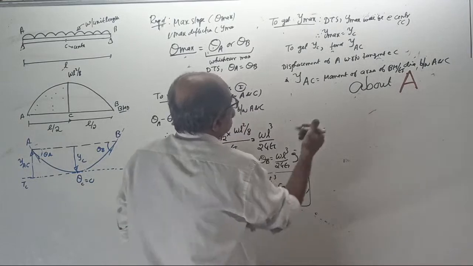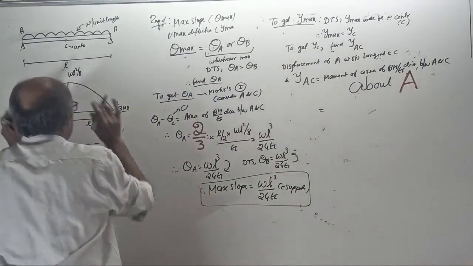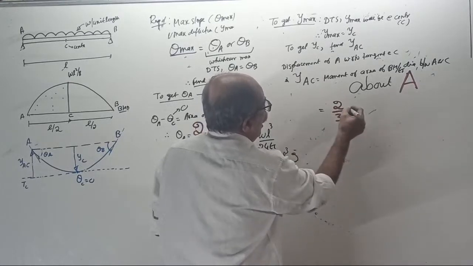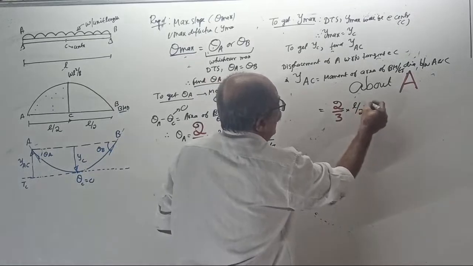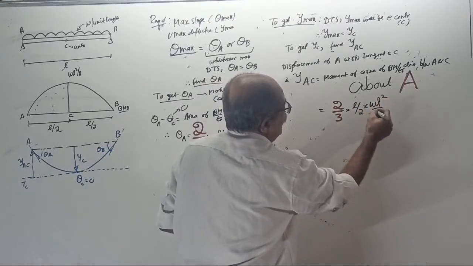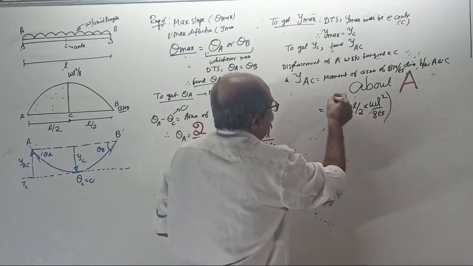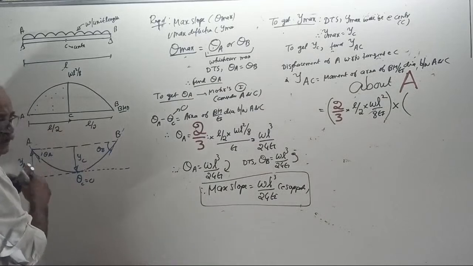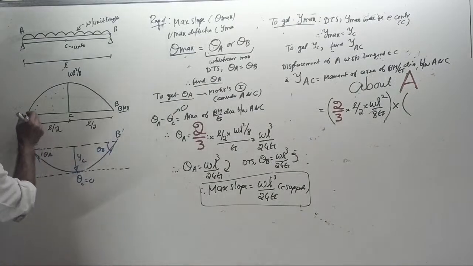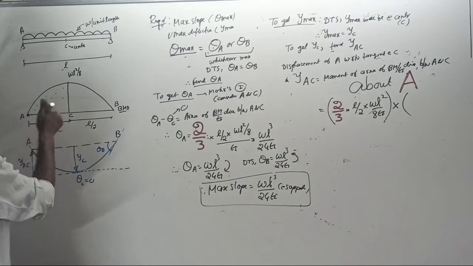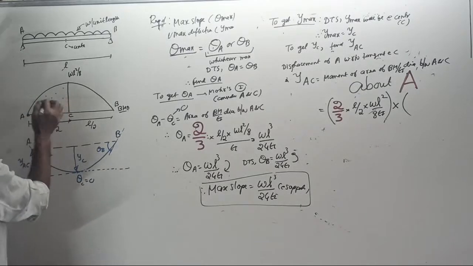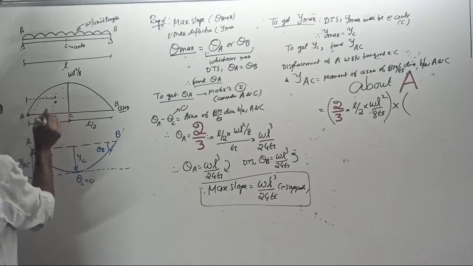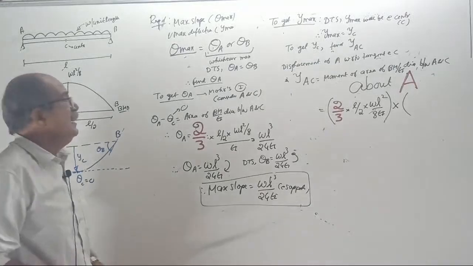Equal to, start, area of the diagram. Area is 2 by 3 of base L by 2, height is WL square by 8 EI, multiplied by, we want moment about which point? We want moment about A. Its CG will be somewhere here. From A up to the CG is this distance. Remember, it is bigger or smaller.